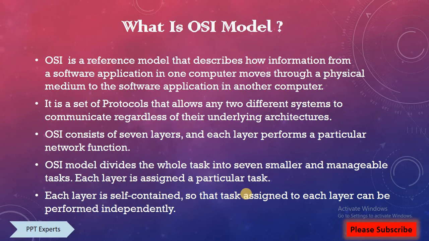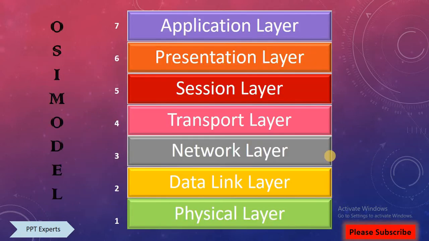It consists of 7 layers. Each layer performs a particular network function. OSI model divides the whole task into 7 smaller and manageable tasks. Each layer is assigned a particular task. Now this is the OSI model: physical layer, which is the first layer of the OSI model, then data link layer, then network layer, then transport layer, then session layer, then presentation layer and application layer. This is the topmost layer of the OSI model through which the user interacts.